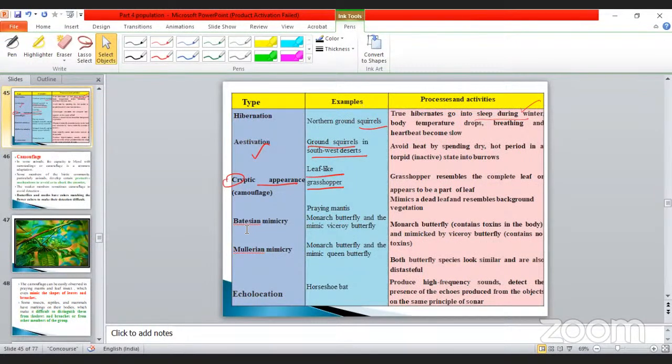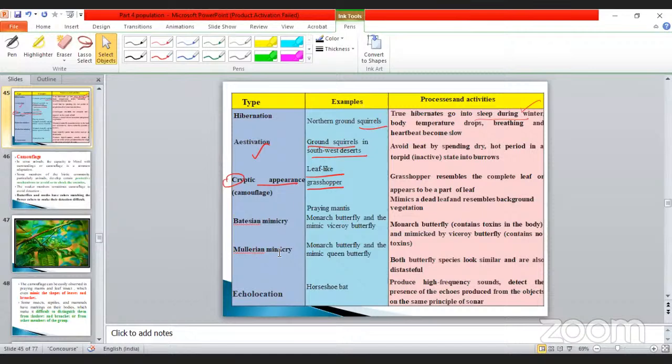See this one. The birds and mimic. Praying mantis, monarch butterfly, and the mimic viceroy butterfly. These are the two examples given. Monarch butterfly contains toxin in the body, and it is mimicked by the viceroy butterfly, which contains no toxin. These two butterflies are similar, but one has a toxic substance, another one does not have the toxic substance. Such type of similarity is called Batesian mimicry.